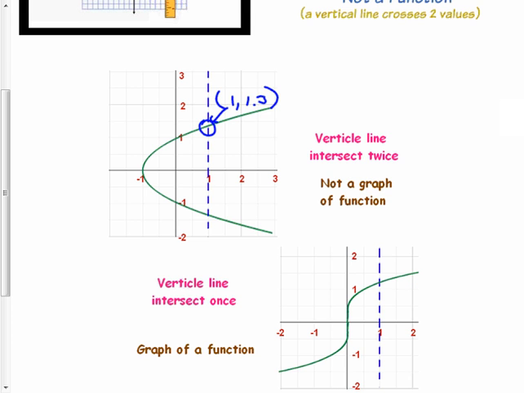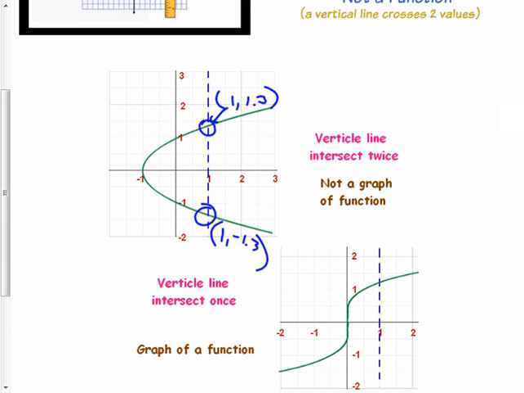But here's the thing. We had an input of 1, and we also got an output of negative 1.3. (1, negative 1.3). Do you get that one input had two outputs? That's the definition that you're breaking on a function. In a function, if you have one input, you can only have one output.